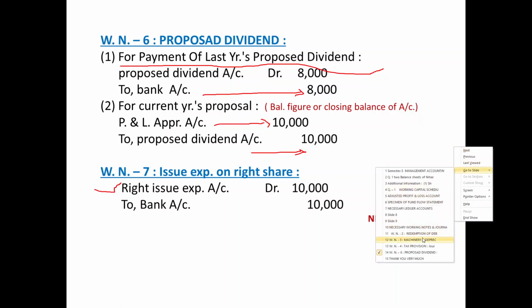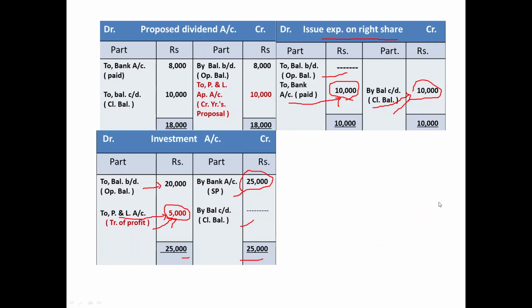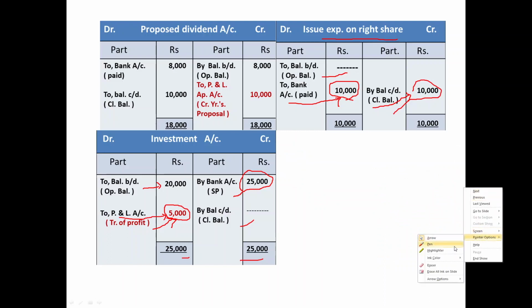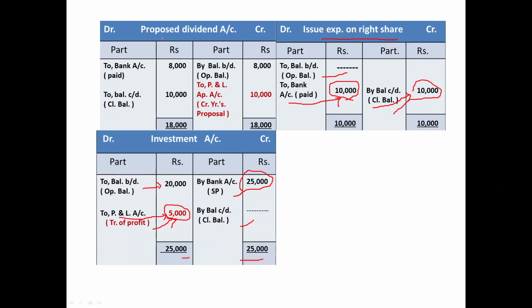Let us give the posting impact in the proposed dividend account. Have a look at this slide. Proposed dividend account, opening balance 8,000, balance of last year's proposal, closing balance 10,000, current year's proposal. First journal entry, proposed dividend account debit to bank account credit, paid for the proposed dividend of the last year, and the current year's proposal: profit and loss appropriation account debit to proposed dividend account credit.